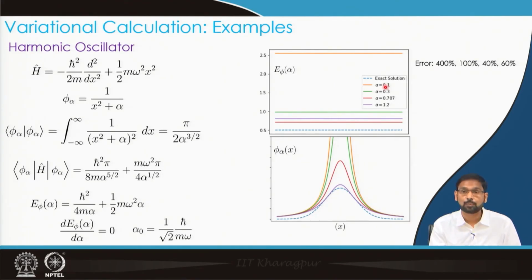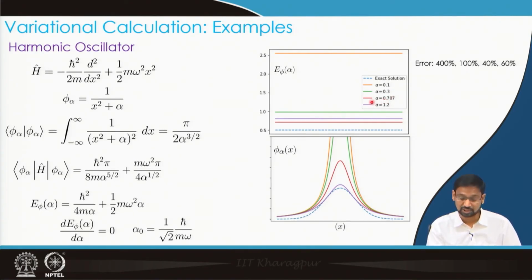When alpha equals 0.1, that means a very small value of alpha. So you remember this value, in the units where m, omega and h bar become 1, is simply 0.707, that is the best case scenario. When alpha is 0.1, I see this energy actually overestimates the true energy by 400%. When I slowly increase the value of alpha from 0.1 to 0.3, it approaches the true energy rapidly, but still the overestimation is about 100%.